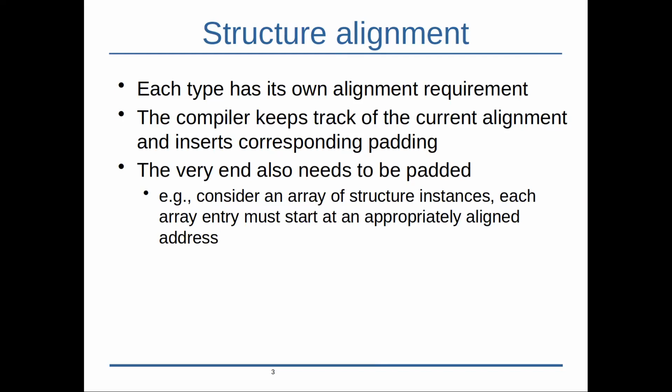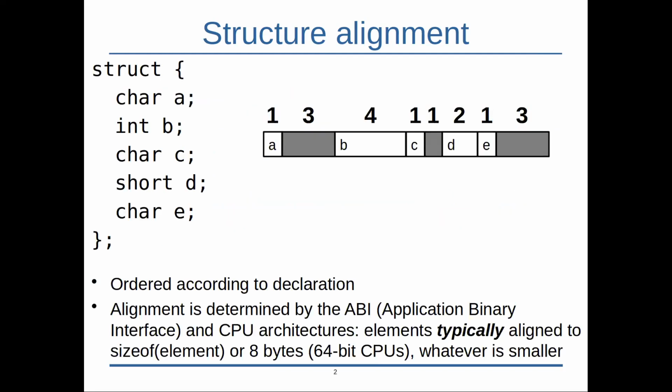Any questions so far? Okay, go ahead. So it says D and C, and then there's that space in between. You couldn't just switch D into the space in between? Yeah, so that's a good point. But you see, the first rule is ordered according to declaration, right? So the compiler will not do any magic. The compiler will just follow the order that you specified.